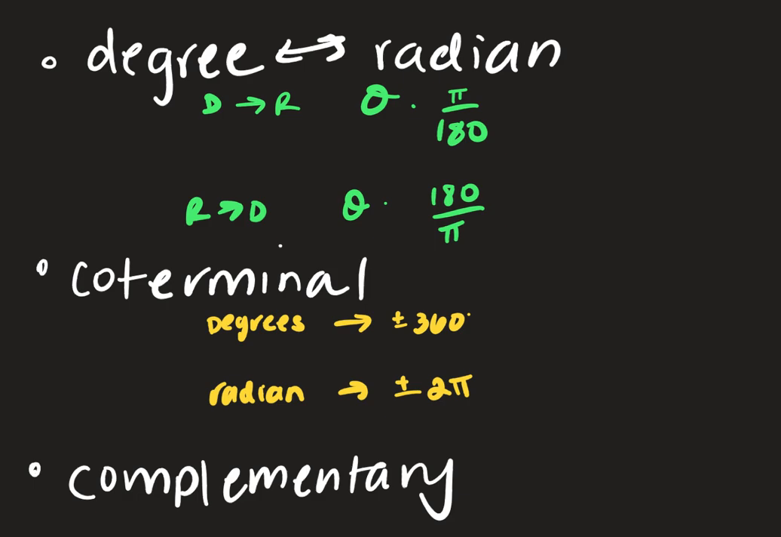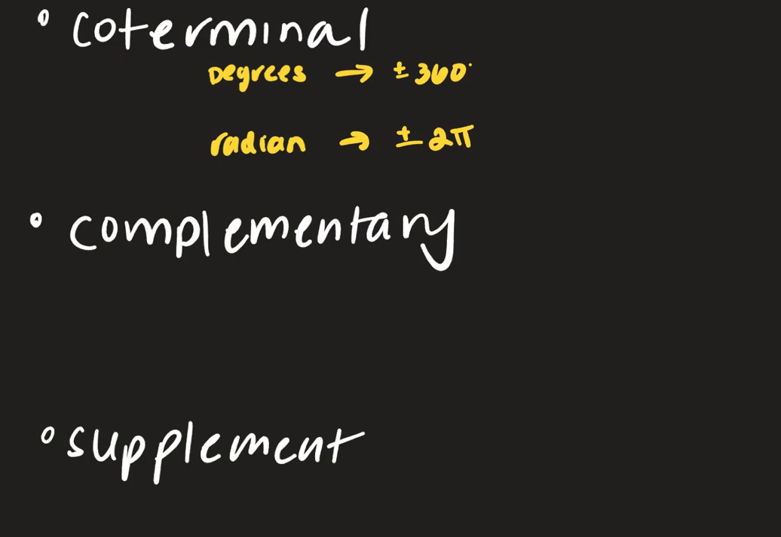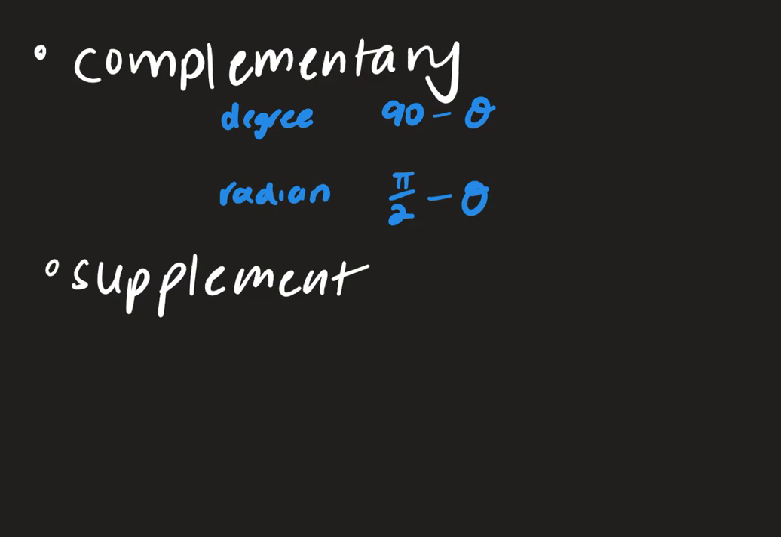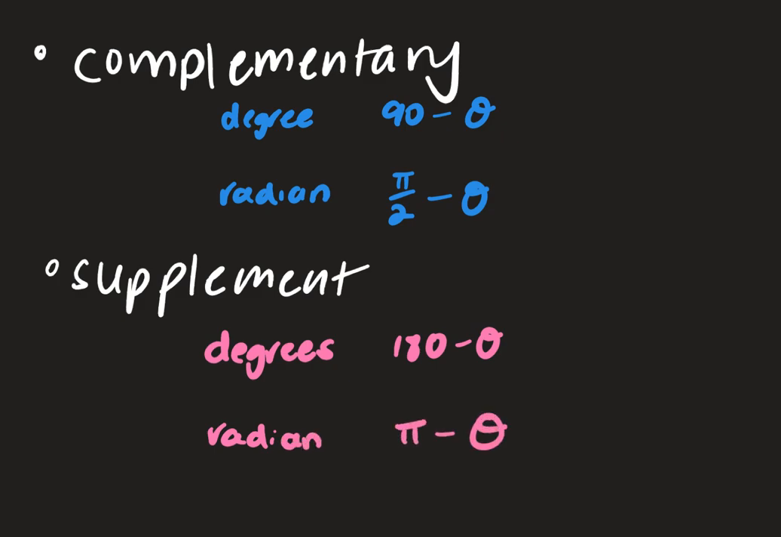Then we had complementary and supplementary. Complementary means they add up to 90 degrees. 90 degrees is the equivalent of pi over 2. So in degrees, we're going to do 90 minus theta. In radians, we're going to do pi over 2 minus theta. And then supplementary is 180. So in degrees, we're going to do 180 minus theta. And in radians, we're going to do pi minus theta.